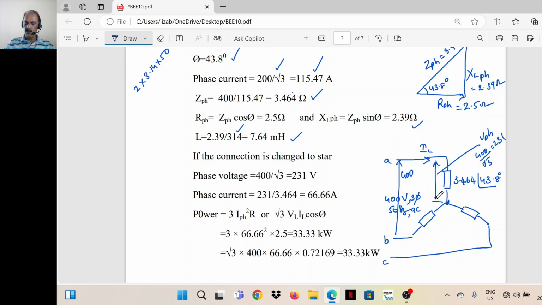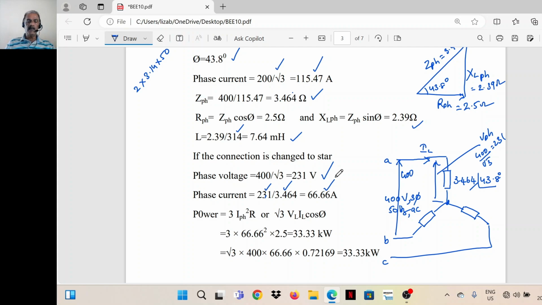The magnitude of this voltage is 231 volts and the magnitude of the impedance is 3.46. So we can find out the current. Phase voltage is 231, and phase current is phase voltage divided by the magnitude of the impedance of one phase. That is 231 divided by 3.464. It is 66.66 ampere.